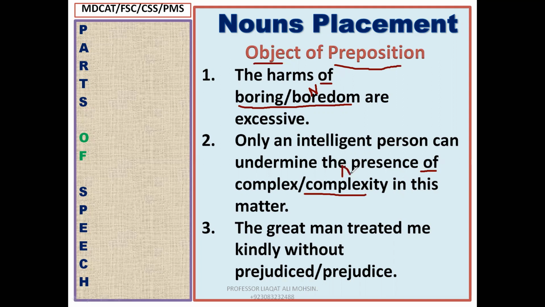That will be a noun. The great man treated me kindly without prejudice, and prejudice is an adjective, and prejudice is the noun. Without prejudice, it will be. This is object of preposition.